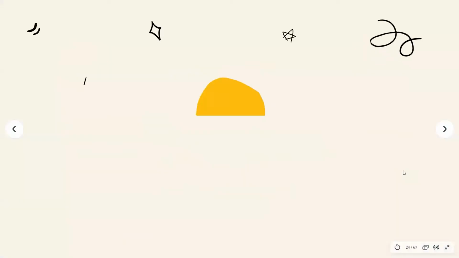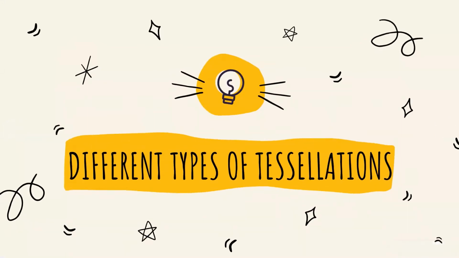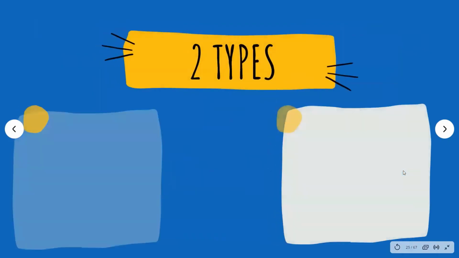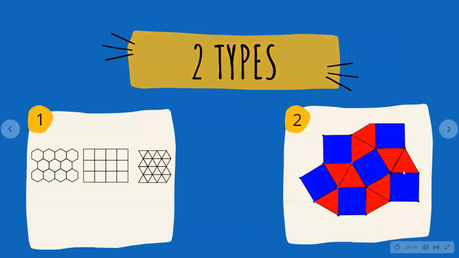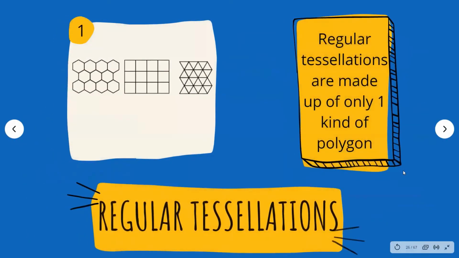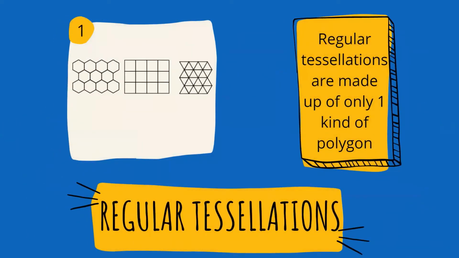Now let's talk about the different types of tessellations that you might find. There are two types. The first being regular tessellations. Regular tessellations are made up of only one kind of polygon. In the examples above, the first figure is made up of only hexagons, the second figure is made up of only squares, the third figure is made of only triangles. And I think you get the point. But the only polygons capable of becoming regular tessellations are hexagons, squares, and equilateral triangles.